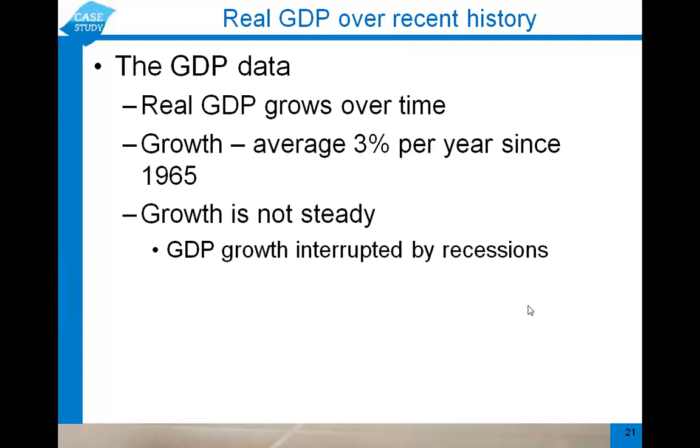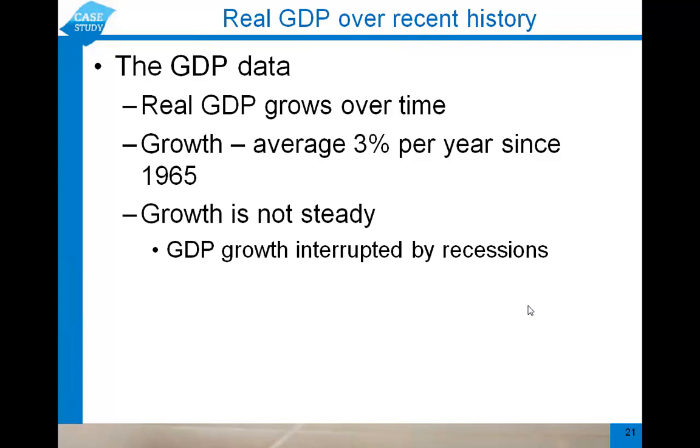So what do macroeconomists do? Well, they calculate real GDP. That's the first thing that they do if asked to analyze an economy. And in a healthy growing economy, real GDP will be growing over time. And on average, it'll grow roughly 3% every year. And that's been the case in the US until the last few years. I would say up until 2007, that would have been the case.